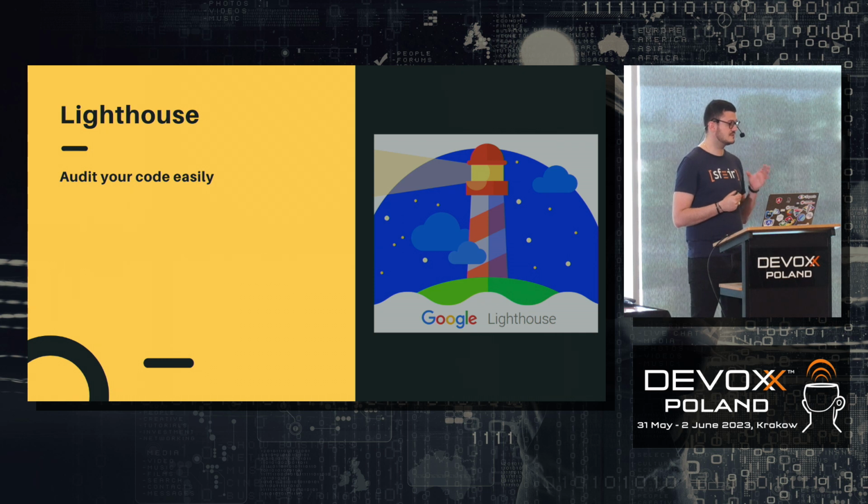So if you want to debug CLS problems, it's easy too. Go to the DevTools and run a Lighthouse audit. Lighthouse is a powerful tool which can give you a lot of information about your application, and a lot of explanation of how to debug some problems of performance, problems of SEO, and other problems. Just a few words about Lighthouse.